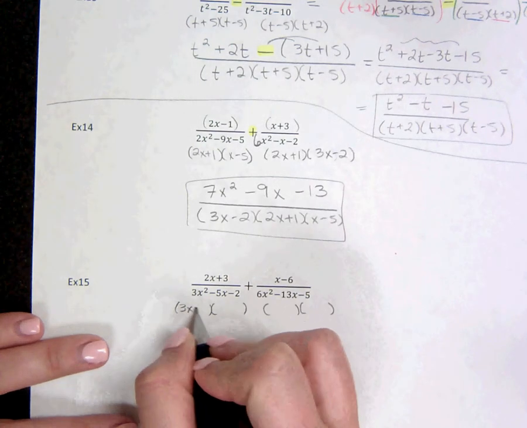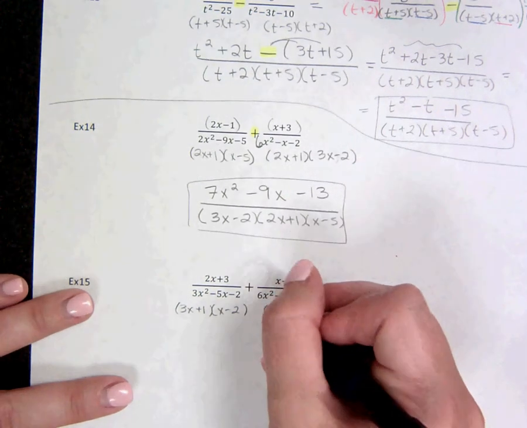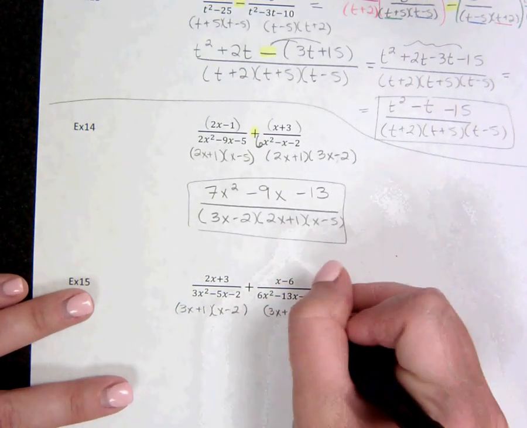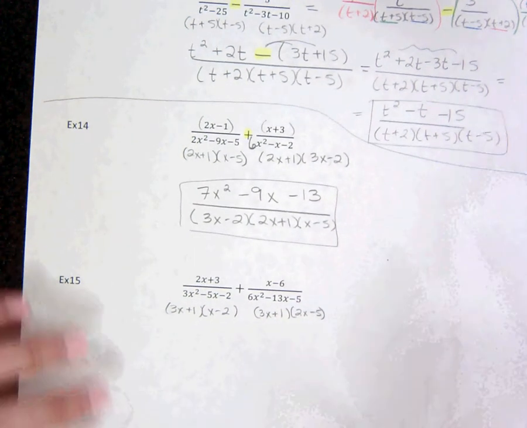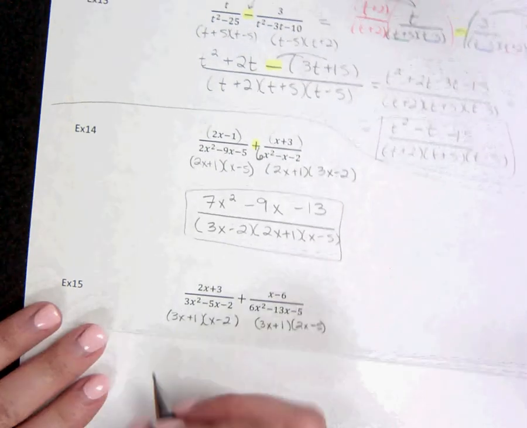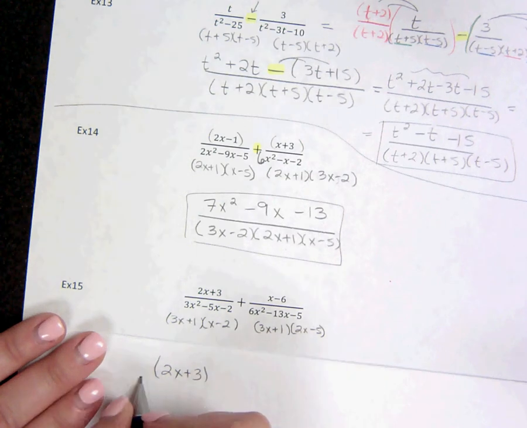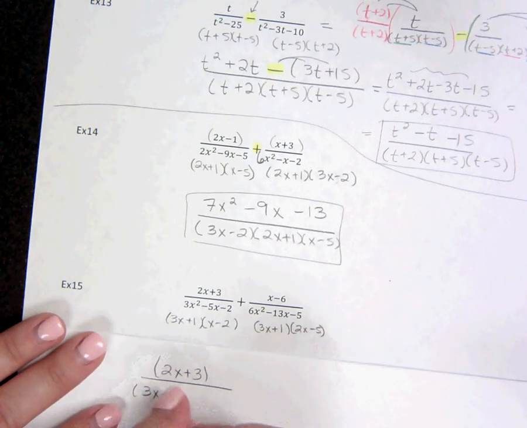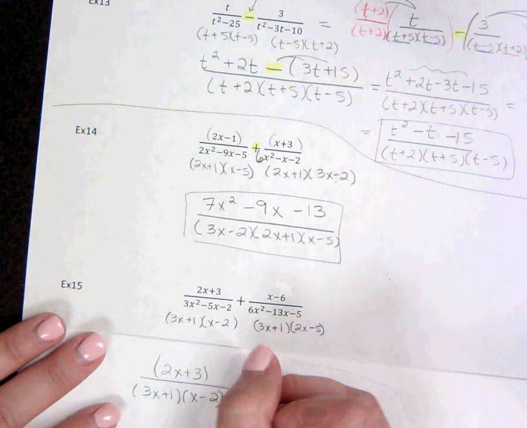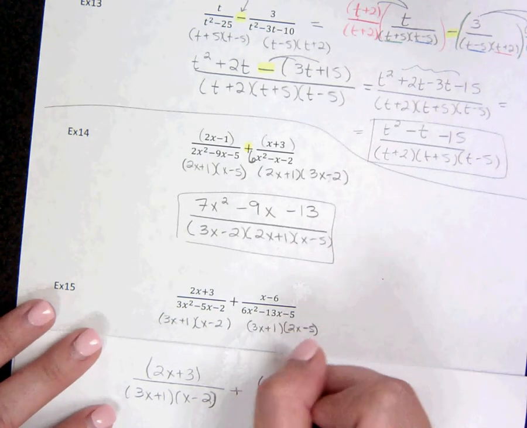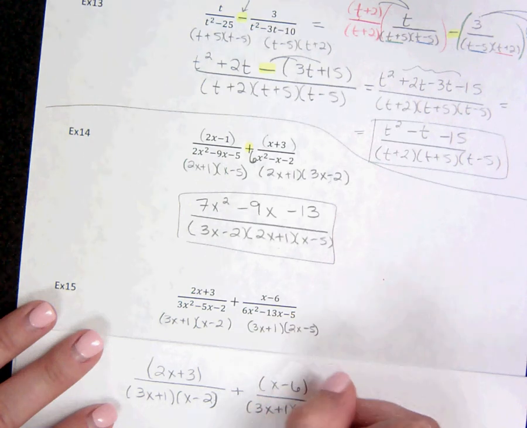So that factors into 3x plus 1 and x minus 2. The second one factors into 3x plus 1 and 2x minus 5. And I like to rewrite it. I'm going to rewrite it on here so I get plenty of room to work. We're going to have 2x plus 3, and I would put that in parentheses, over 3x plus 1 times x minus 2, plus x minus 6 over 3x plus 1 times 2x minus 5.